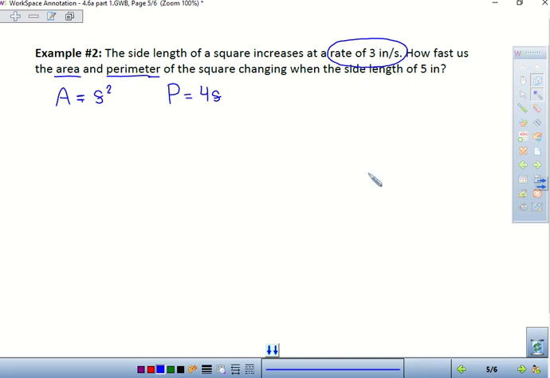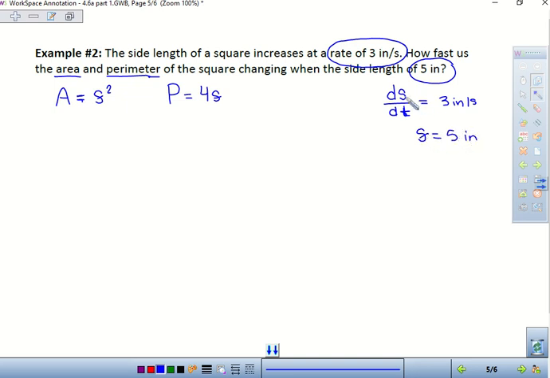The side length of a square increases at a rate of 3 inches per second. Is this giving you the side length of the square, or the rate at which it changes? The rate at which it changes. So what would we call that? ds over dt. That's the rate at which the side length changes. You see how it corresponds with the units? The side length is in inches, and the rate is per time. Now we're talking about the side length itself, which is 5 inches.